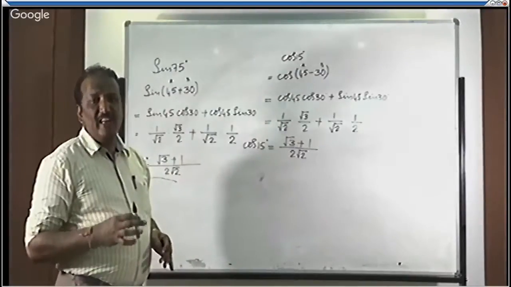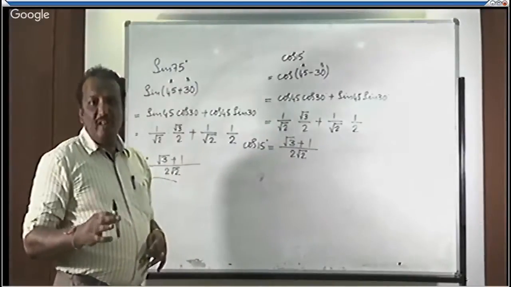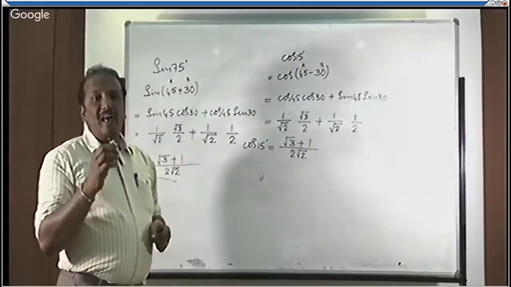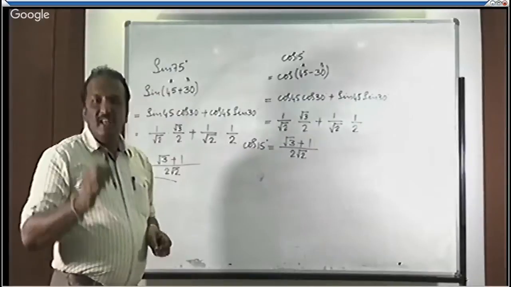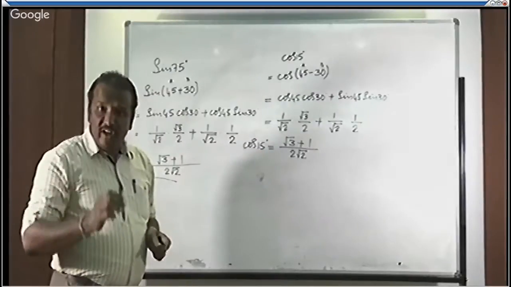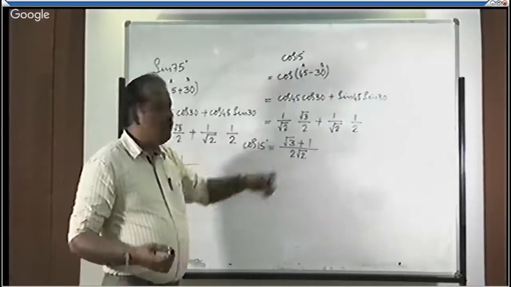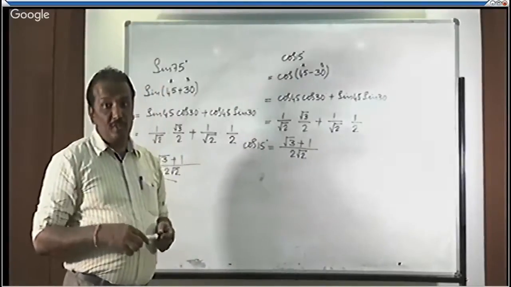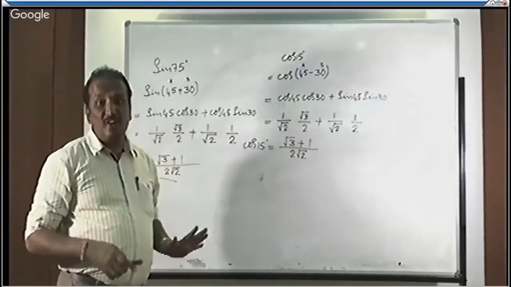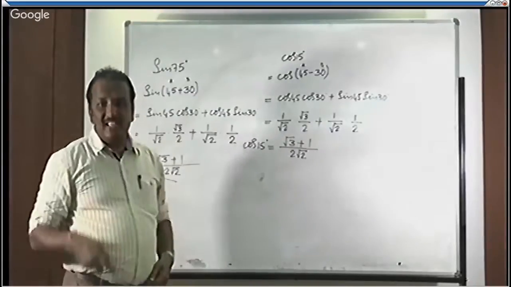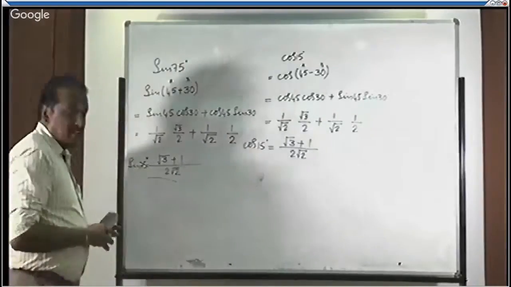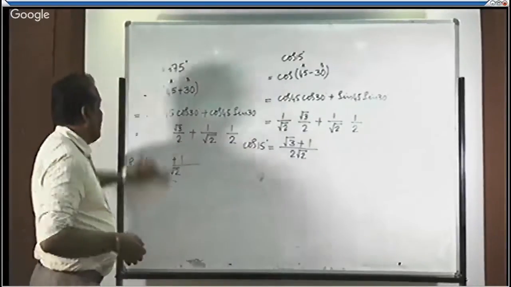Even though it is not a specific formula, you have to keep this result in your mind: the value of sin 75 degree is equal to cos 15 degree, which is equal to root 3 plus 1 divided by 2 root 2. I mean, even though it is not a standard result, you have to remember these results, because while doing problems in the further classes, these relations may help us.